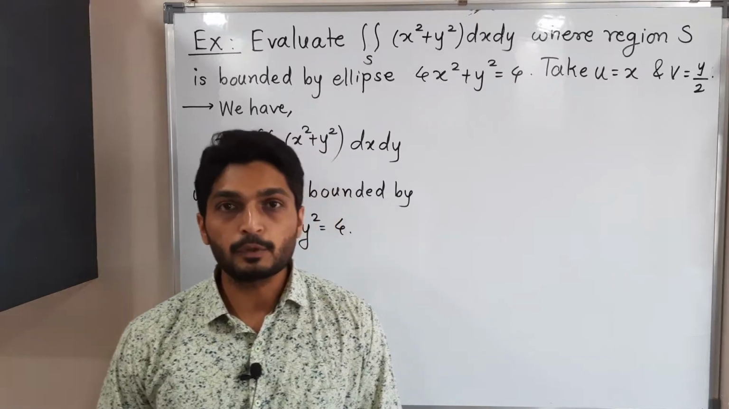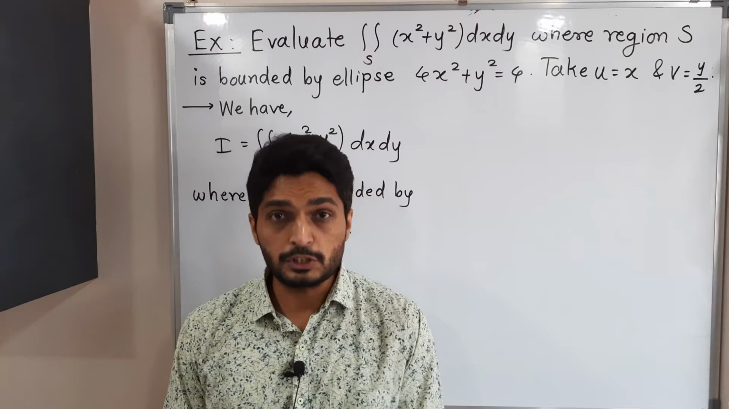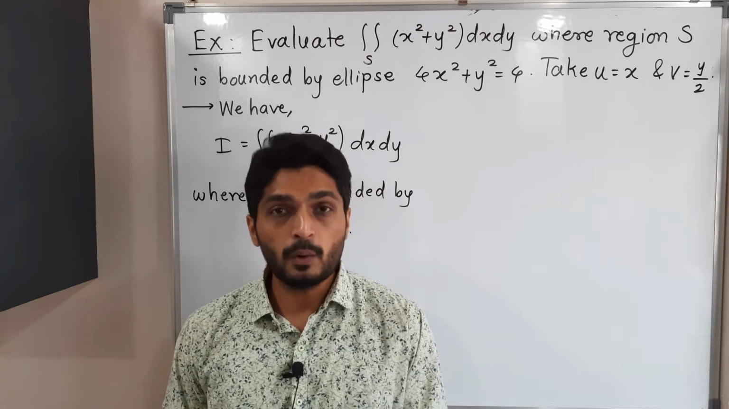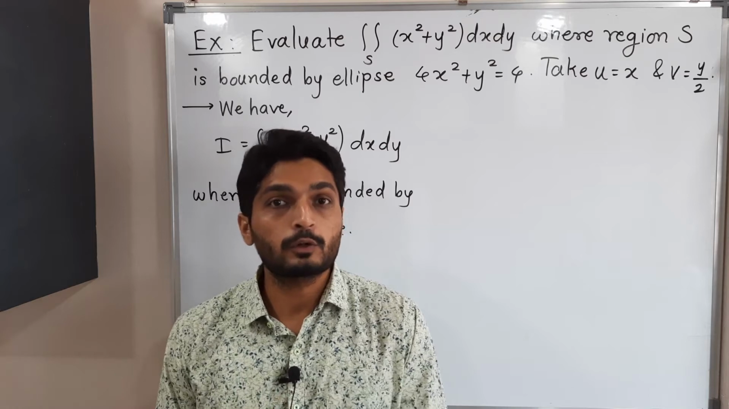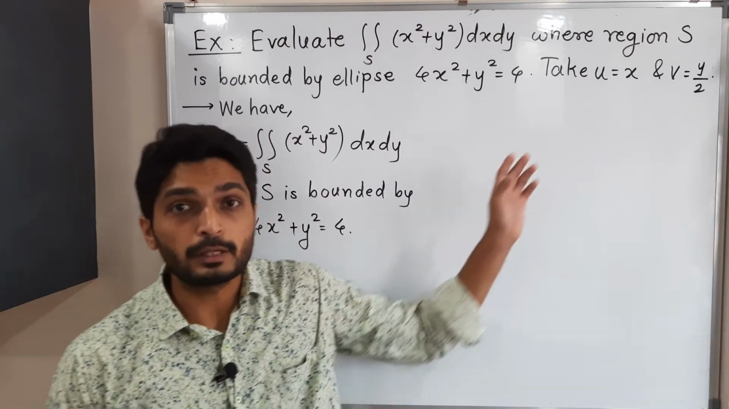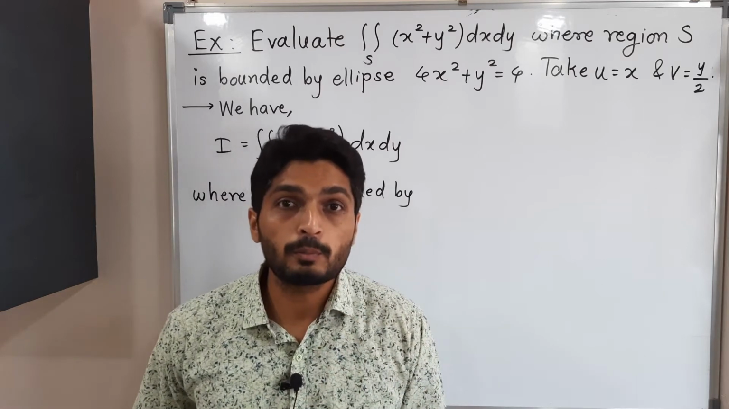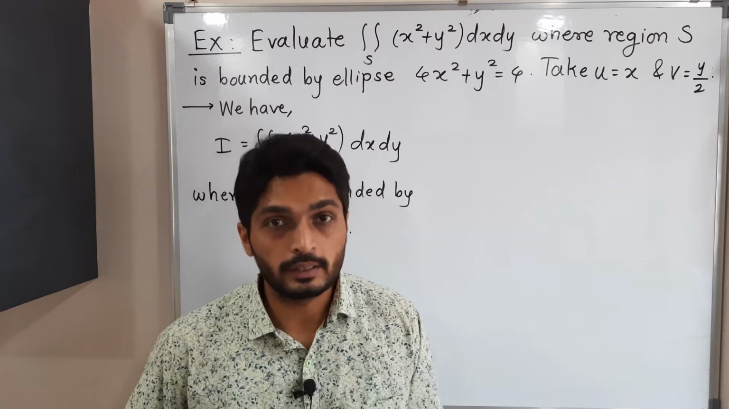Let's discuss this example of double integration. We have to solve this double integration where region S is bounded by one ellipse. See how to solve the problem. We cannot solve this problem directly since at the end of the problem they have mentioned we have to convert this problem in terms of u and v, and then solve the double integration.